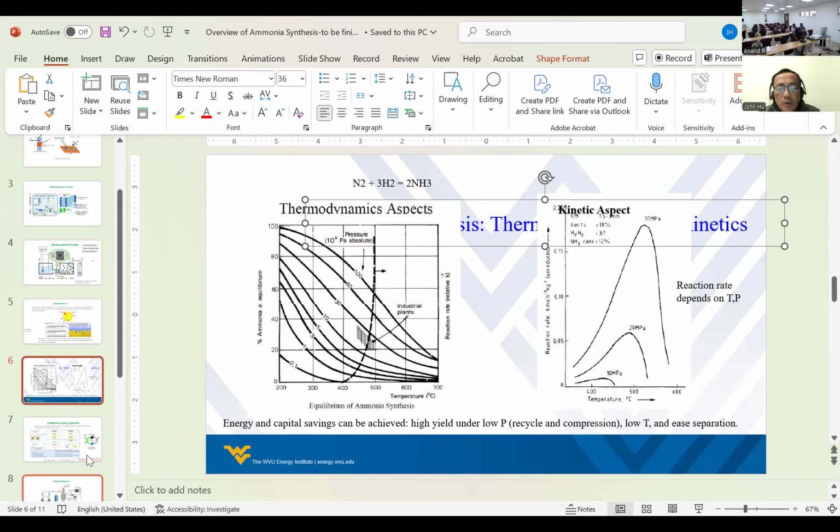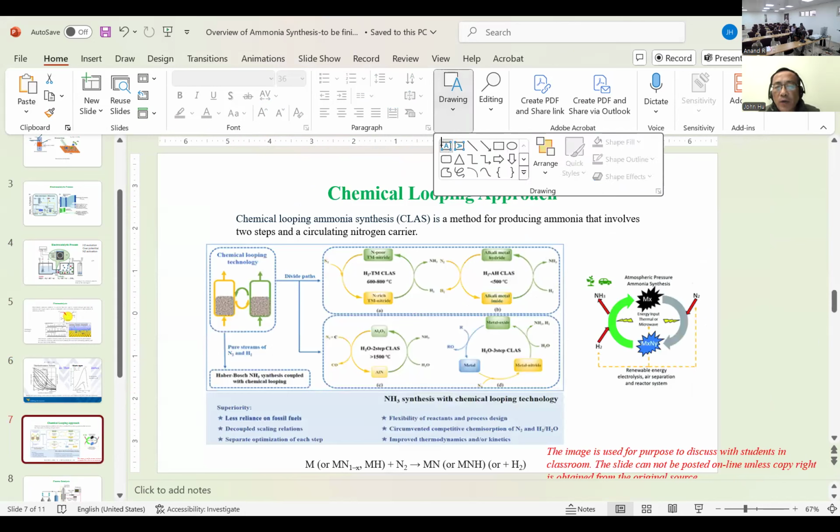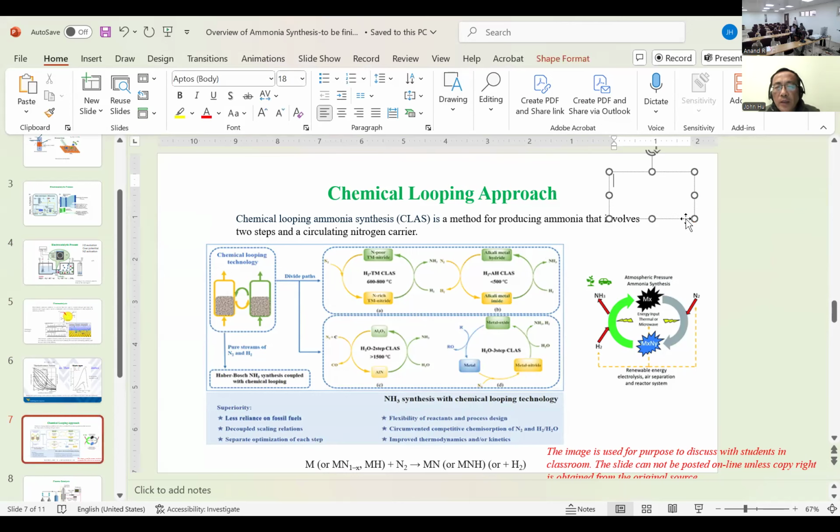There's a process called chemical looping. Chemical looping is a way to break the thermodynamics. So what does thermodynamics mean? Thermodynamics means if you have a vessel, that's a black box. You have nitrogen, you have hydrogen, and you have ammonia. At a given temperature and pressure, they are going to reach equilibrium.